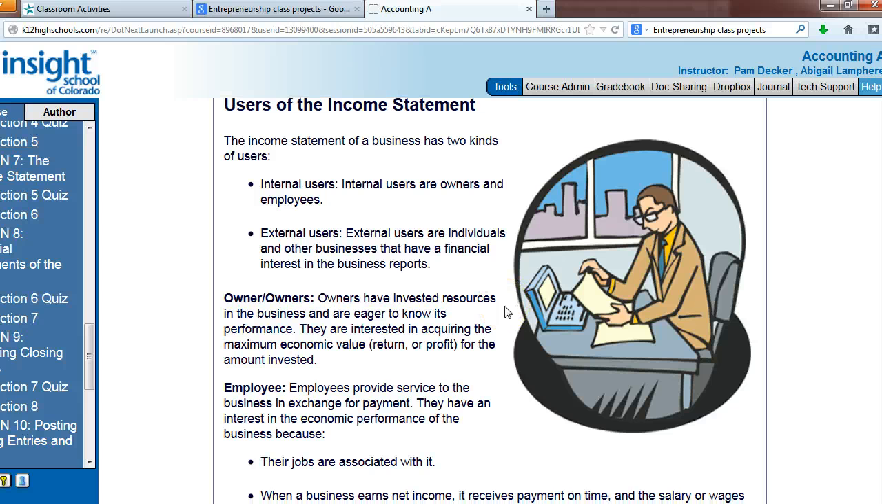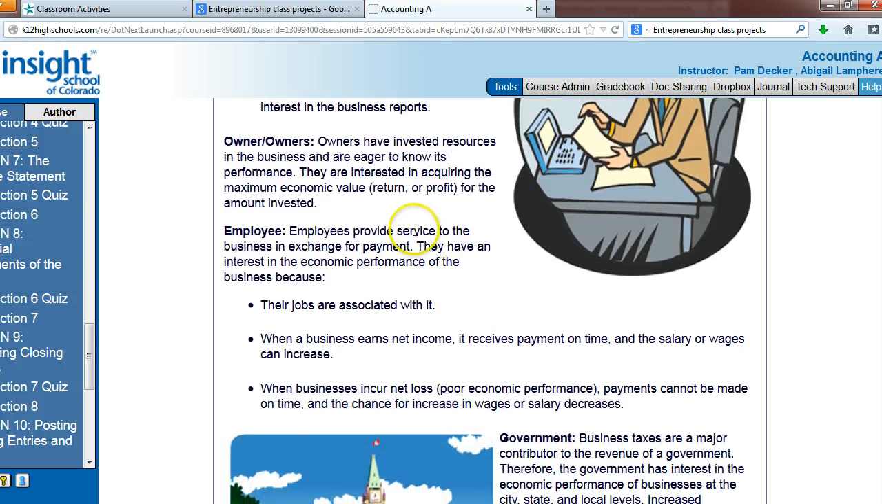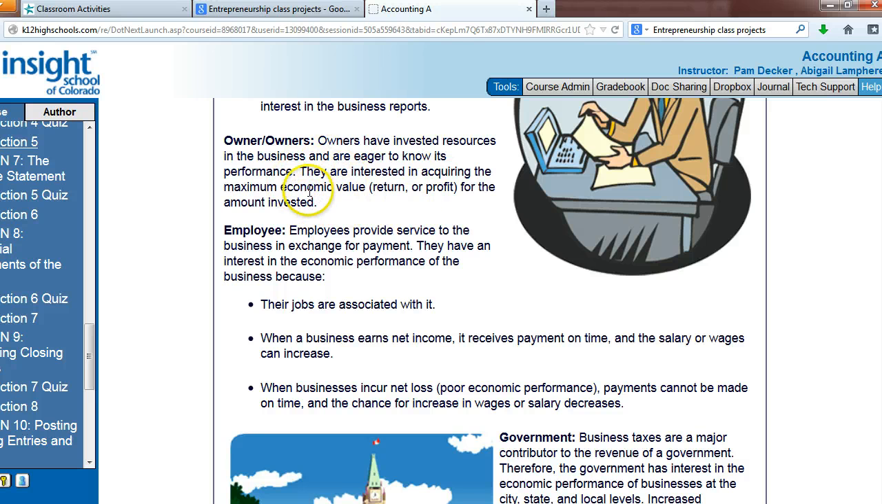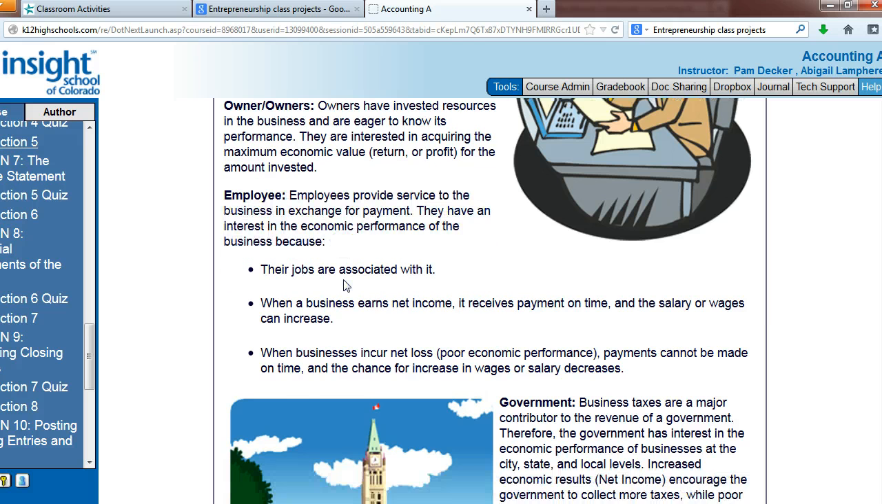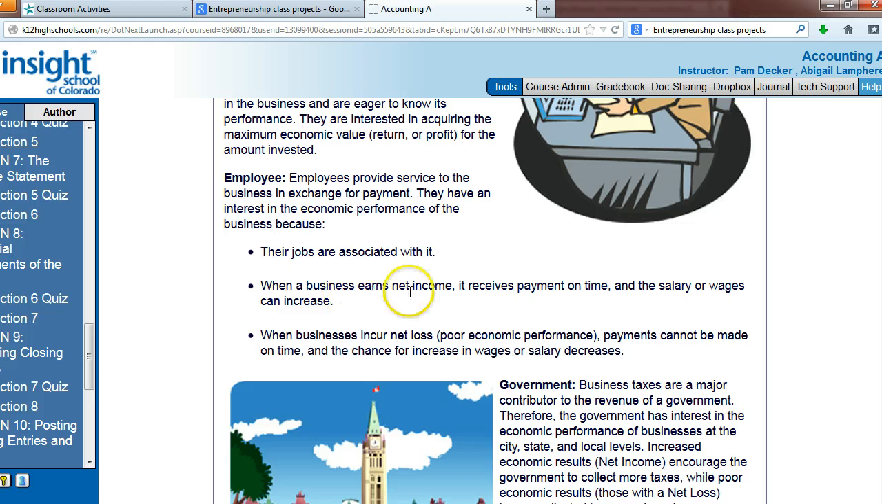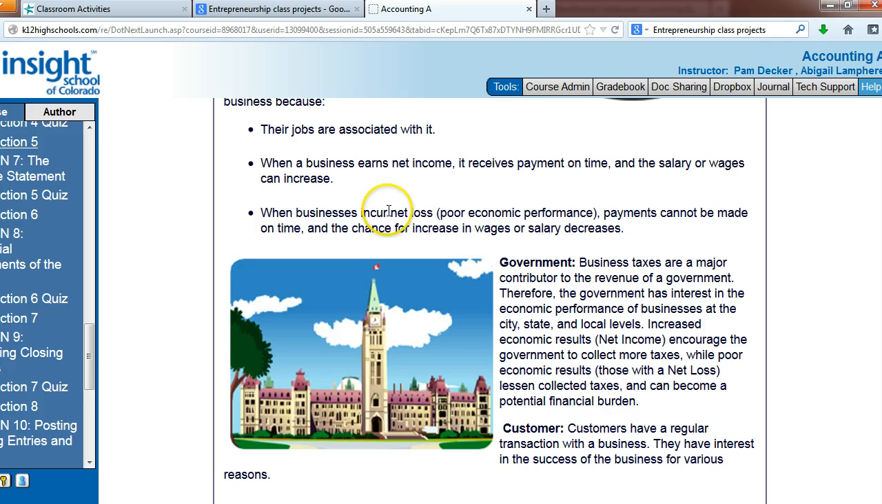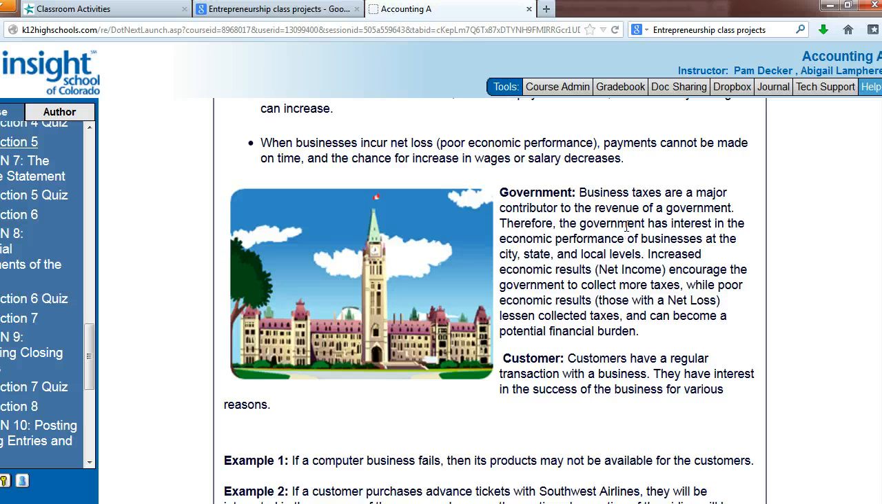Okay, several people will use our income statement. We'll have internal users, so owners and employees, and then also external users, which would be like the government and customers. Owners are obviously going to be interested in knowing how the business is performing financially in order to make good management decisions. Employees are going to want to know that they're working for a business that is succeeding. They're going to be interested to know if there is net income, which could also lead to a salary increase, or they're going to want to know, is the business that they're working for incurring a net loss? That might be a sign that maybe they want to start looking for another job if the business is going under. So they have a right to that information.